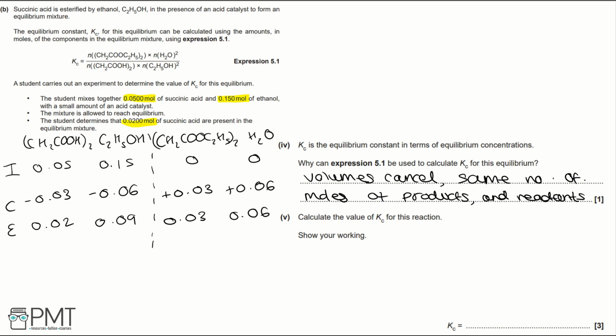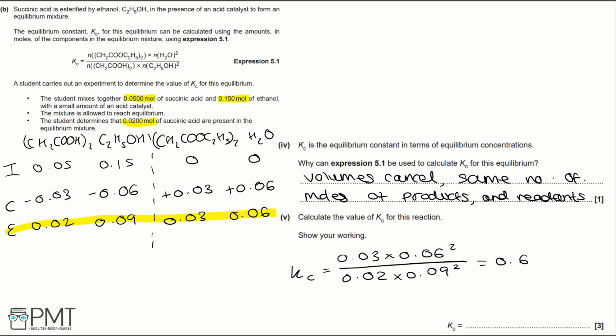So now we're going to plug in the numbers that we've just calculated for the number of moles in the equilibrium mixture. We're going to use our expression for Kc and plug in the moles. So that would be 0.03 times 0.06 to the power of 2. We're applying the same powers of 2 as we're given in the expression for Kc, and we would divide by 0.02 times by 0.09 to the power of 2. That gives us a value for Kc of 0.67, which we will then write on the answer line for this question.